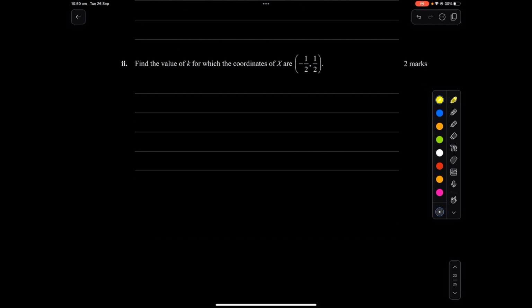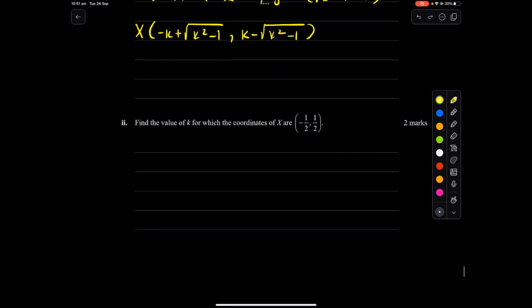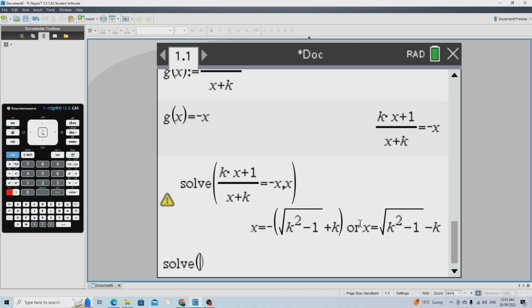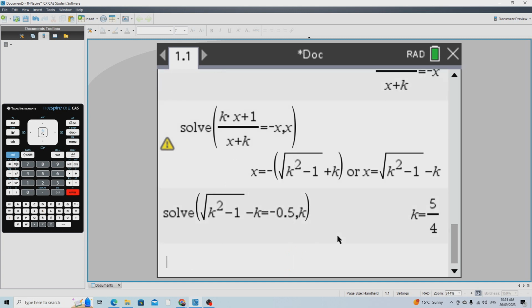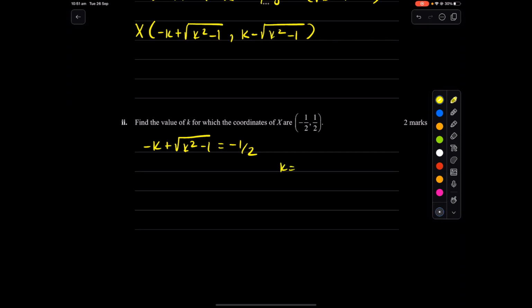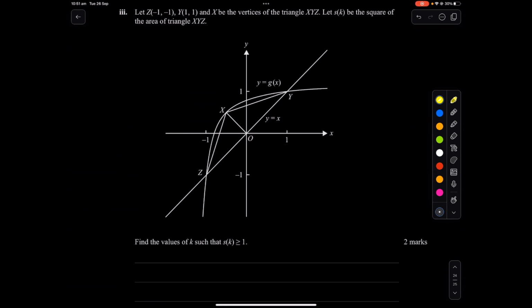So find the value of k for which the coordinates have this. Okay, so let's take one of them, like this, and equate it to this negative half over here. And I'm going to solve for k in my calculator. So solve this expression equals negative 0.5, comma, k. So k is 5 over 4. Now 5 over 4 is greater than 1, so that makes sense. And it says find the value of k, not values. So yeah, looks good.